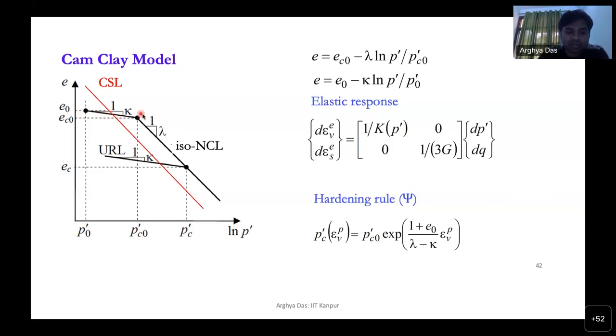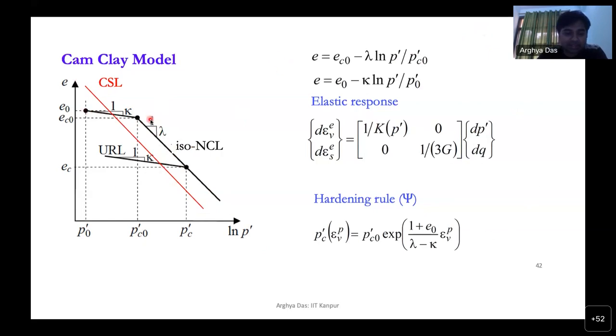where this first part is your loading-unloading curve, which you can think of as the decompression line. The next part is nothing but 1 over lambda, which is the isotropic or normal consolidation line. And the CSL is located somewhere here. Now, the assumption is that, to some extent, the slope of the CSL, or the critical state line, is the same as the isotropic line shown here. So the equations of each and every line are given here.